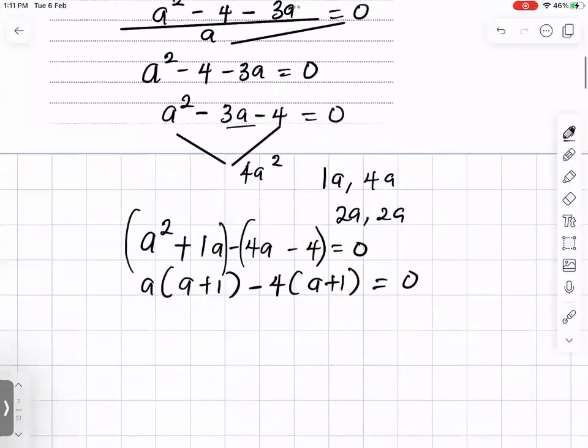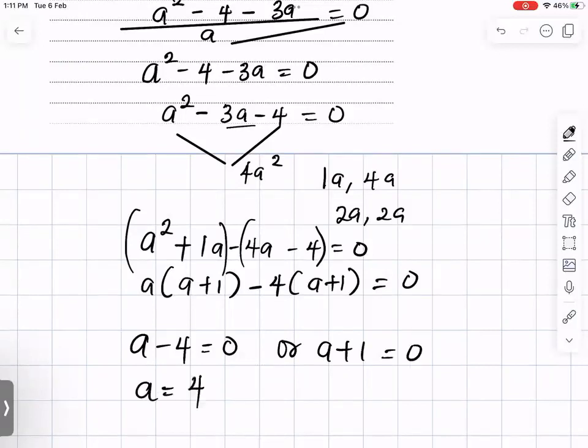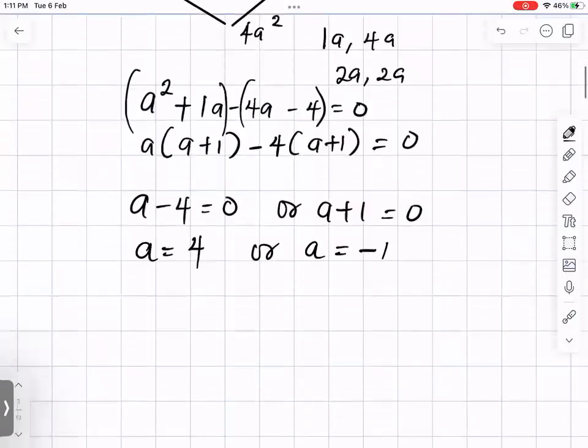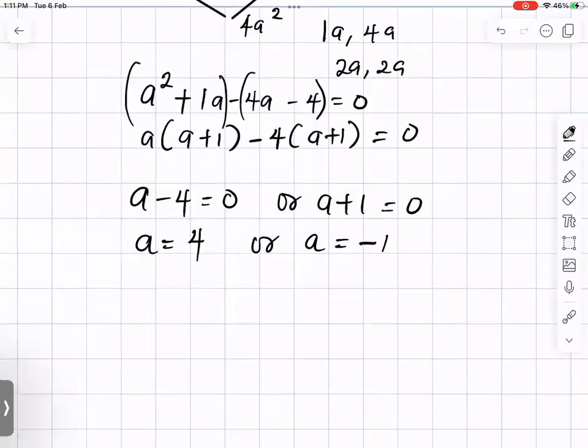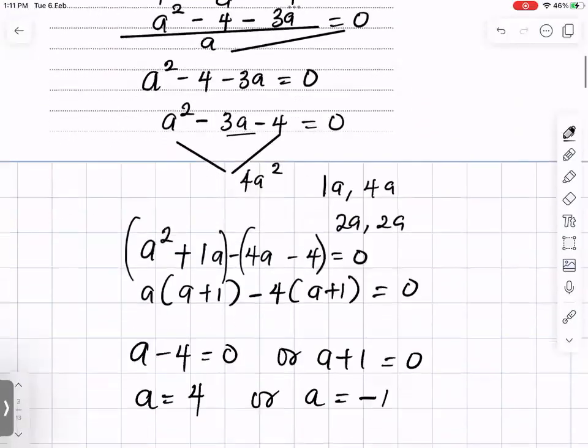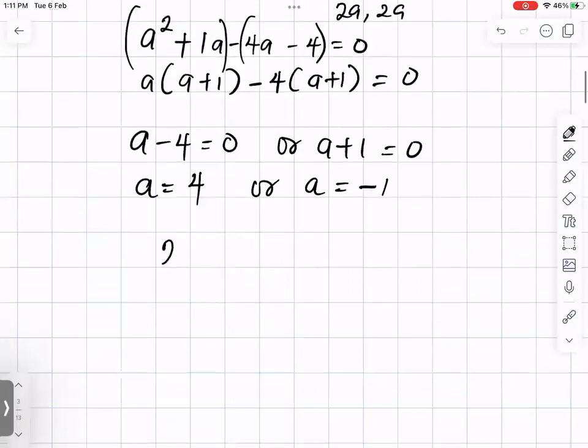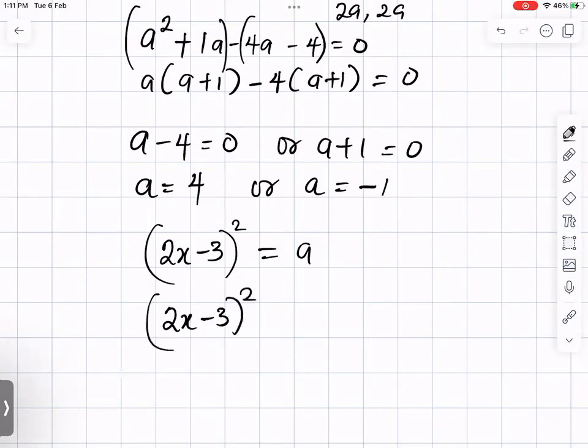So we have our values as A - 4 equals 0 or A + 1 equals 0. So A equals 0 + 4, which is 4, or A equals -1. These are our values for A. Remember, we substituted the value of (2x - 3)^2 as A. (2x - 3)^2 is equal to what? A. I've gotten the values of A, which we have (2x - 3)^2 as 4.